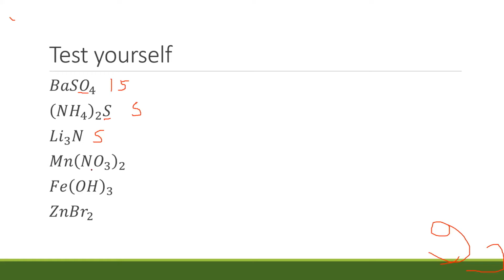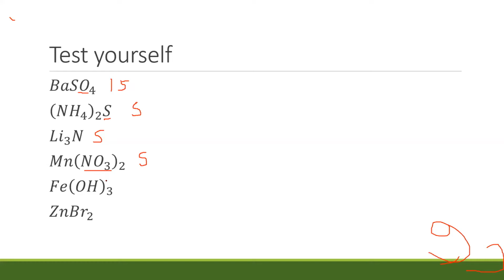What about manganese nitrate? Anyone in chat can post, by the way. Soluble? Yep, this is soluble. Manganese nitrate is soluble, because anything with a nitrate is going to be soluble, no matter what.